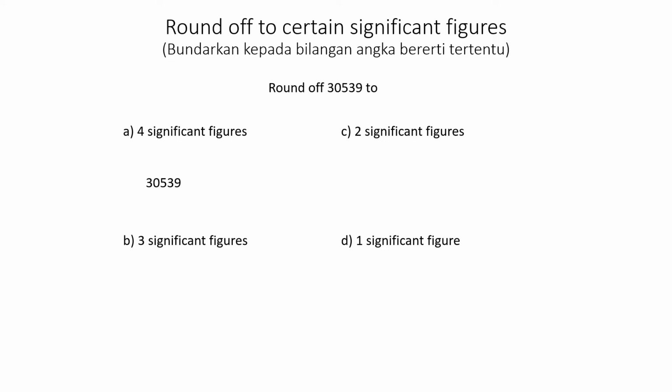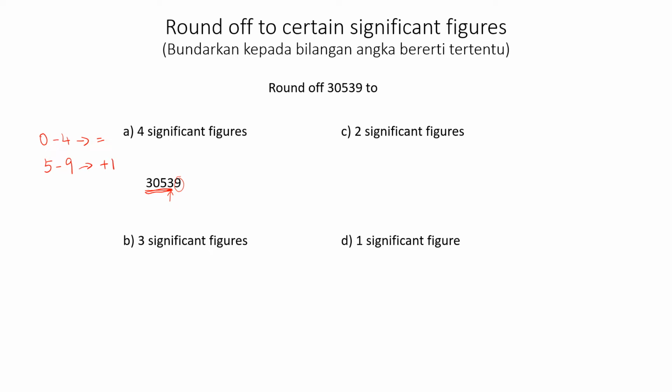First, we need to decide the 4 significant figures. We count from here: 1, 2, 3, 4. So you need only these 4 figures in front. Then you look at the next number to decide whether to round up or remain the same. From 0 to 4, you remain unchanged.